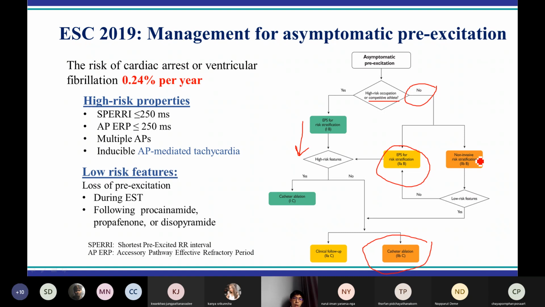The low-risk feature of the non-invasive test is the loss of pre-excitation during the exercise stress test. The loss of pre-excitation means that the PR goes back to normal, not a short PR, and the delta wave disappears. Or the loss of pre-excitation following the infusion of procainamide, propafenone, or disopyramide. These are antiarrhythmic drugs.